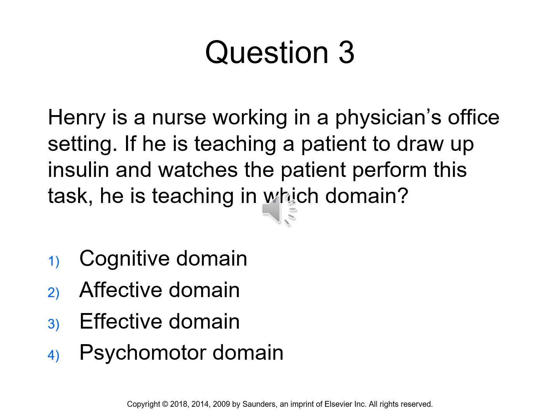In the psychomotor domain, the learner processes information by performing a task. In the cognitive domain, the learner takes in and processes information by listening to or reading the material. And the affective domain is presented in a way that appeals to the learner's beliefs, feelings, and values. And there is no effective domain.